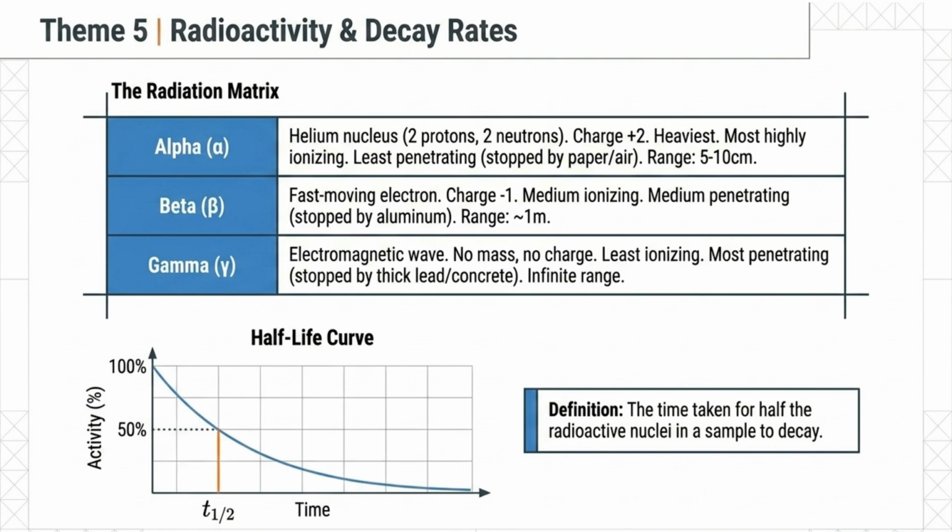Radioactive decay involves three types of radiation: alpha, which is a helium nucleus; beta, a fast-moving electron; and gamma, an electromagnetic wave. They differ in their ionizing power and what can stop them, ranging from a sheet of paper for alpha to thick lead for gamma. We measure the rate of decay using half-life, which is the time taken for half the radioactive nuclei in a sample to decay, as shown by this exponential decay curve.